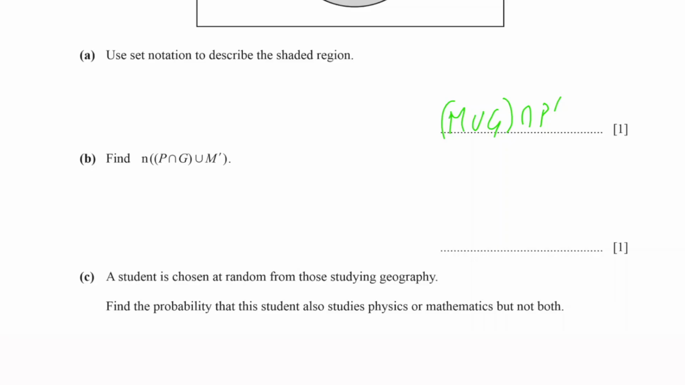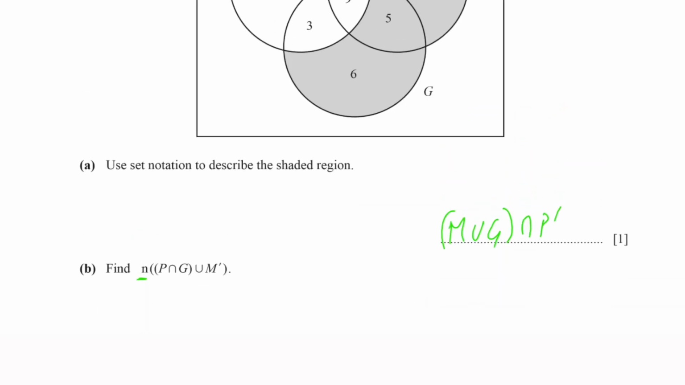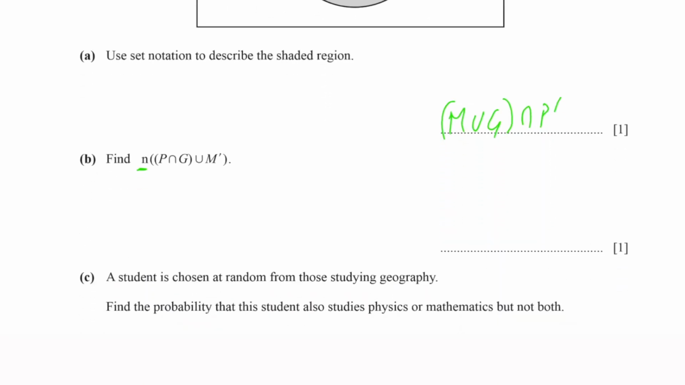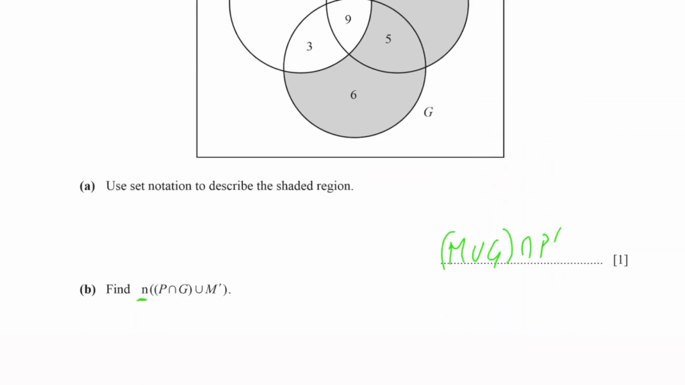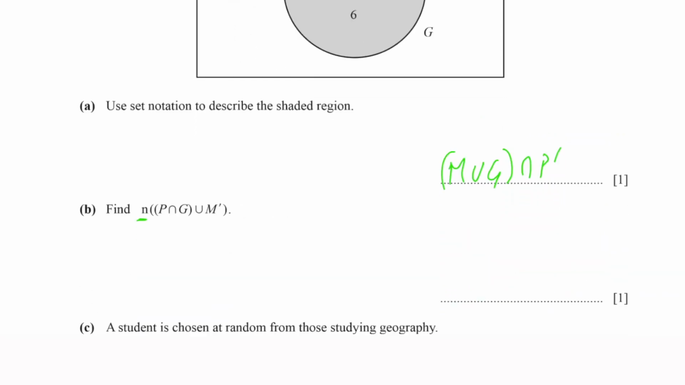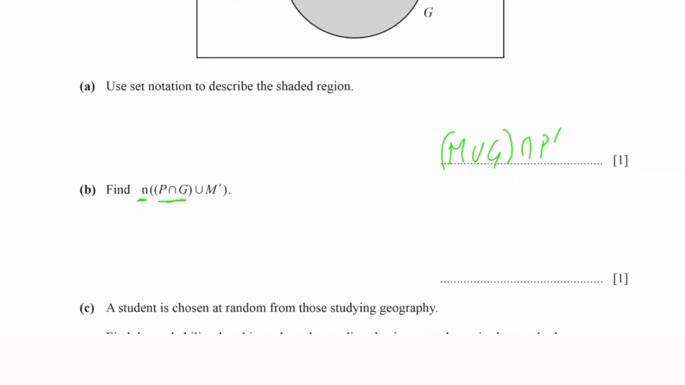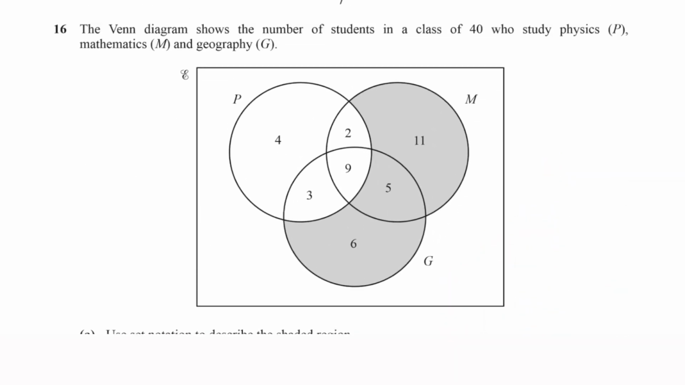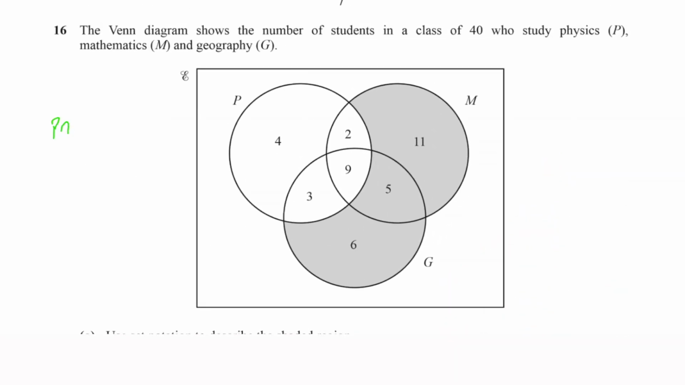Find the number of n(P ∩ G ∪ M'). When n is written, it means the number of elements, and the set notation is P intersection G and union of M dash. So the same method that I have explained here, we can use it here also. It's very simple. Write first this one. What is P intersection G? Let me write it over here. P intersection G. What all numbers will be included in that?